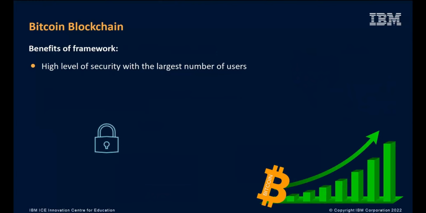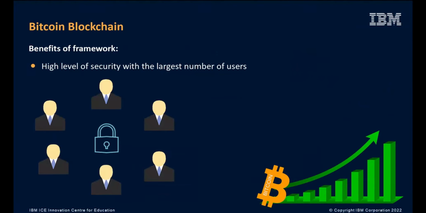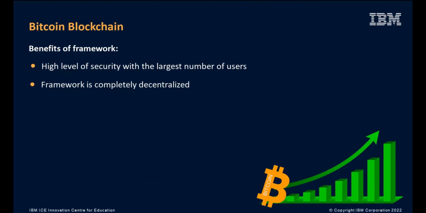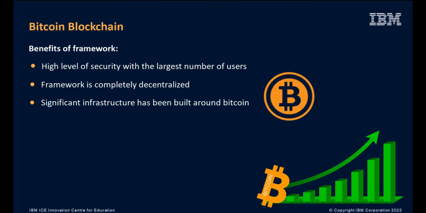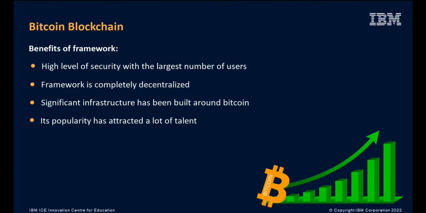It has a high level of security with the largest number of users. True to the underlying philosophy, it is completely decentralized. Significant infrastructure has been built around Bitcoin. Its popularity has attracted a lot of talent. It has resulted in developing unique solutions like segregated witness and Lightning Network.